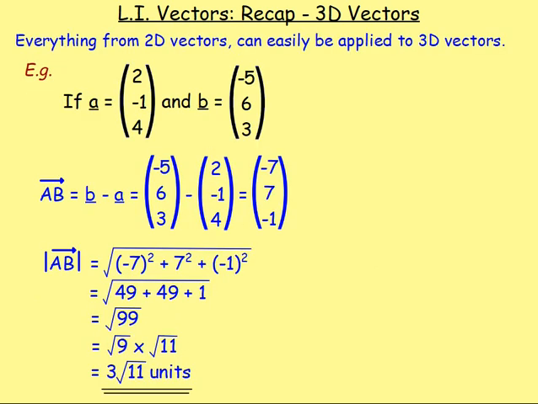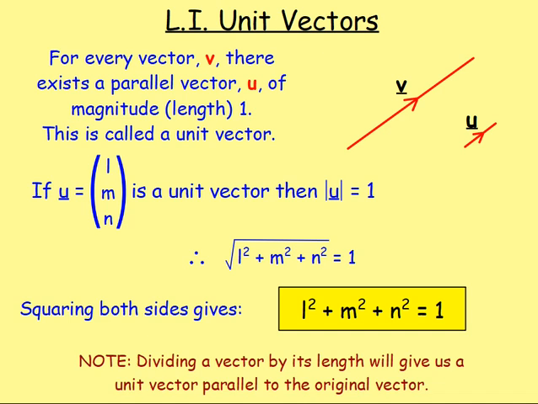The good thing is, if you do have vectors in 3D, everything from 2D remains the exact same. To add vectors, you're still adding your x's, your y's, your z's. To subtract them, you're doing the same, but subtracting. To multiply by a scalar, again, you're just multiplying each of the components by that scalar. To work out the position vector AB, it's still b minus a. To get the magnitude, it's still the square root of that squared plus that squared plus that squared, and so on. Everything from 2D remains the same for 3D.